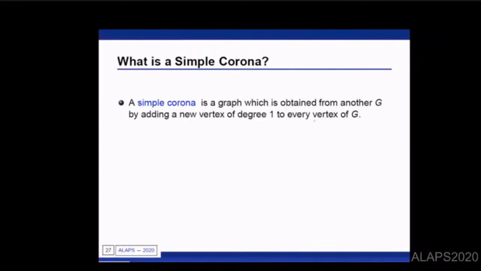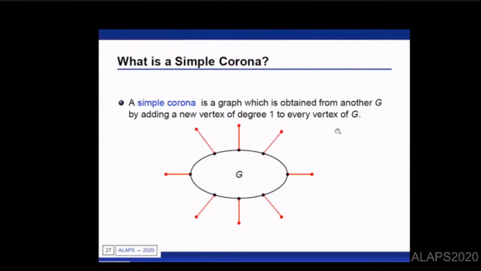And then we go towards the definition of a simple corona, which will be required for our further discussion. Now, what is a simple corona? A simple corona is a graph obtained from another graph G by adding a new vertex of degree 1 to every vertex of G. It is just like this. Suppose G is this graph, then we add edges like this, and the new graph is called a simple corona.